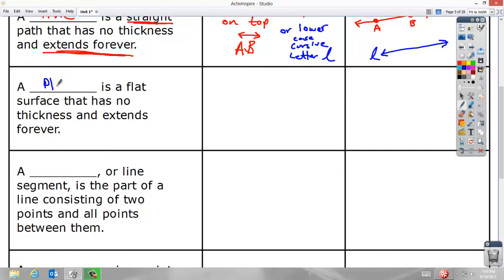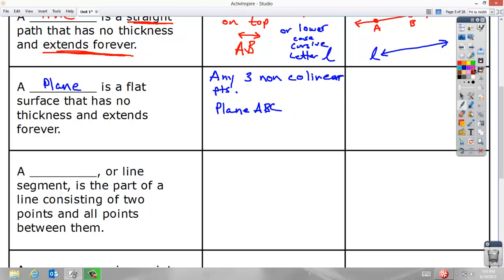Okay, a plane. You should know this word. A plane is a flat surface that has no thickness and extends forever. Okay, just like your piece of paper, or your desktop, or the wall, or the floor. Any flat surface. And we just imagine that it extends forever in all directions. How do we write it? Well, we use any 3 non-collinear points. Okay, we'll go over in a minute what non-collinear means. But it's real simple. We write the word plane, and then we write the 3 non-collinear points.